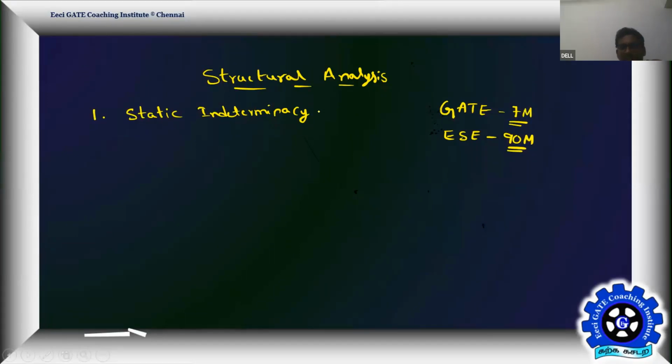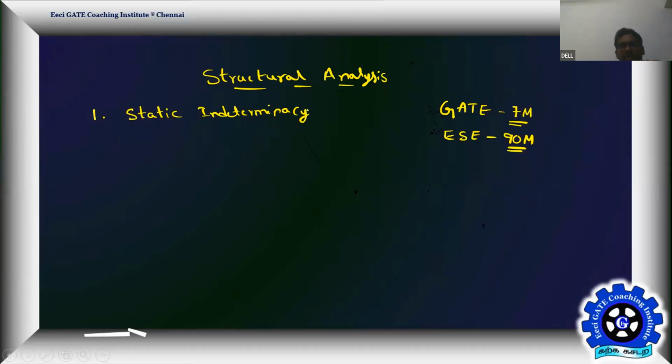Can you please tell me, what is the meaning of indeterminacy? Please just think and tell me. Indeterminacy means something which we do not know. What is the meaning of determinate? Something we are able to determine with the help of available equations, especially equilibrium equations. Then we call that particular structure a determinate structure.